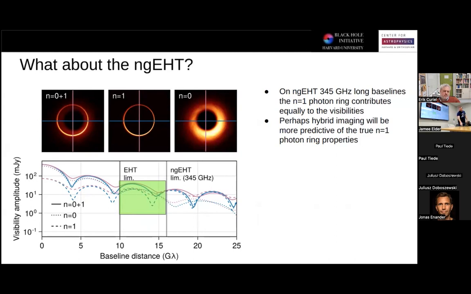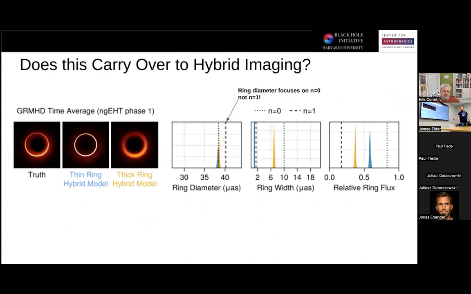So the next thing we did was take the NGEHT data set and do the same thing. We had a thin ring model, a thick ring model, as well as this raster to soak it up. And what we found was that the ring diameter just focused on the peak emission of n equals 0. So it did exactly the opposite of what we were hoping. This extra baseline power didn't help us. It just put a ring component at the peak of n equals 0, which is significant. And because the NGEHT is such a precise instrument, at least compared to the EHT, you can actually see the separation. You actually see this large offset here.